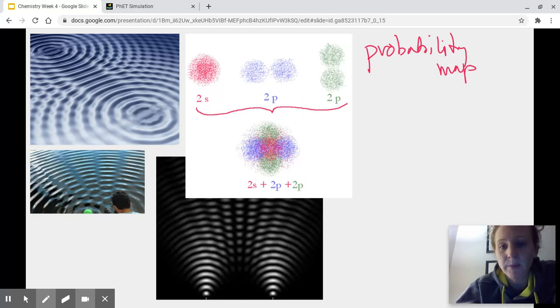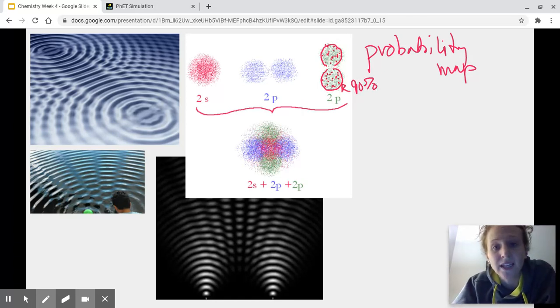And a probability map is made if you take a snapshot of an electron every second and you overlay all of those snapshots. You begin to see a shape in which the electrons spend time, and you also start to see areas where the electrons do not spend time. And eventually you can draw an outline around 90% of the probability of where you would find the electron, and you get this shape out, and those shapes start to look a lot like interference patterns of waves.